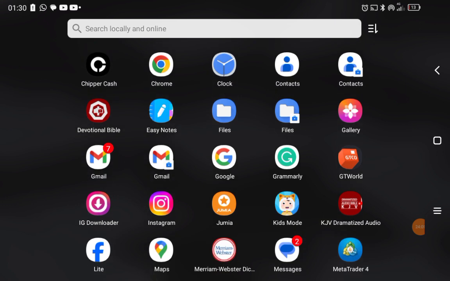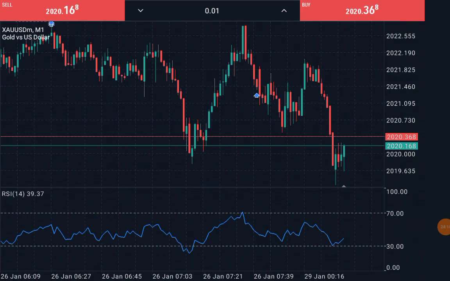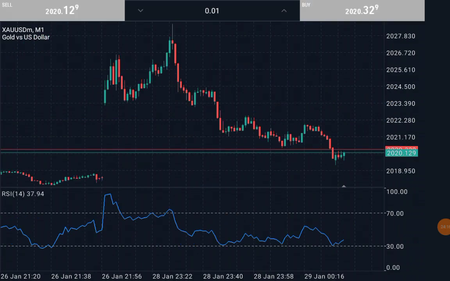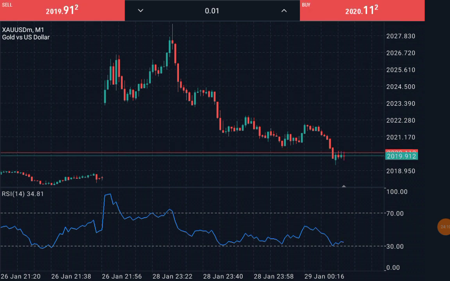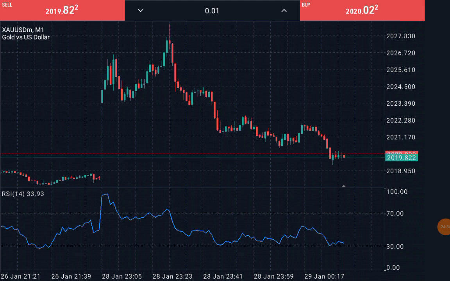So now let me open MetaTrader 4. No, let me open MetaTrader 5. You are asking what the difference between MetaTrader 4 and MetaTrader 5 is. With MetaTrader 4, you can only trade currencies. But with MetaTrader 5, you can trade securities, cryptocurrency, stocks, you can trade a lot of things.